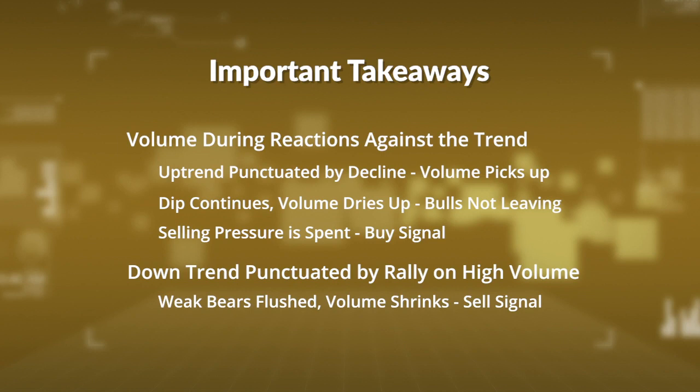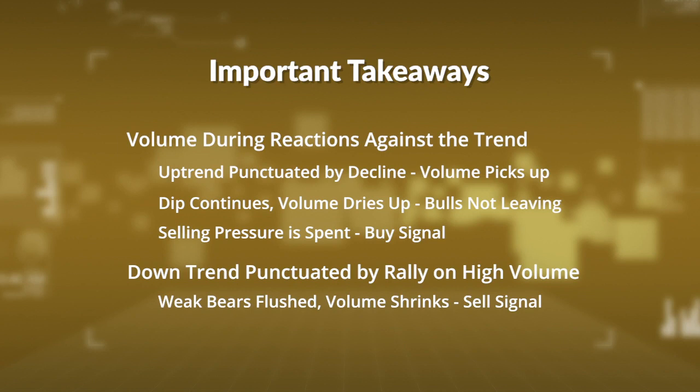So if you're looking at an uptrend, and it's punctuated by a decline, and then volume starts to pick up, and the dip continues and the volume starts to dry up slowly, that's when you find out there are still bulls in here because the volume is drying up. So the selling pressure, that exhaustion, has been cleared up. The selling pressure is spent and that becomes a buy signal.